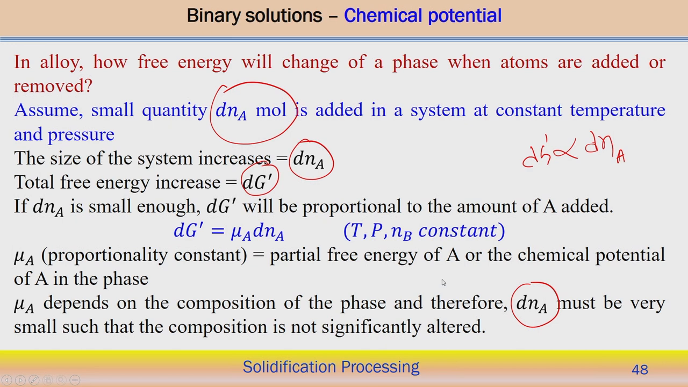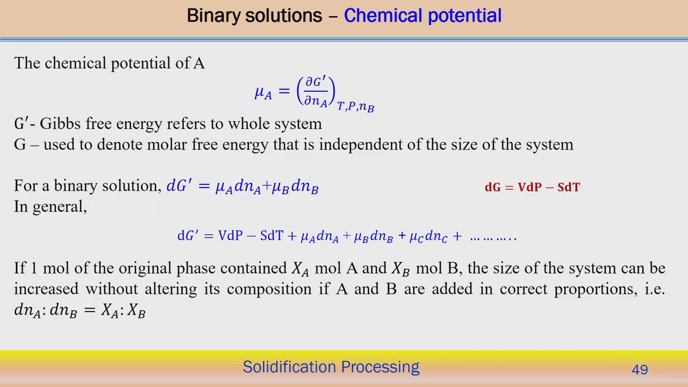When you make this equation for the change of the Gibbs free energy with the addition of a small quantity of atoms A to the solution, it is represented in terms of the chemical potential of phase A in this particular case. But the condition is that temperature and pressure should be defined, or constant, and the amount of the other component, n_B, is also kept constant. With these held constant, this is the expression for the Gibbs free energy change. Therefore, the chemical potential can be expressed as mu_A equals del G' by del n_A, at constant temperature, pressure and other constituent, because in this binary solution the other component is the atoms B.